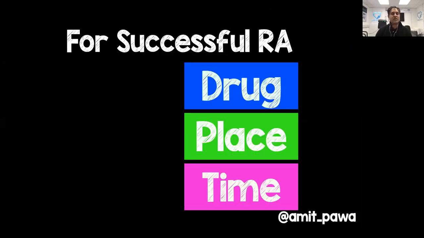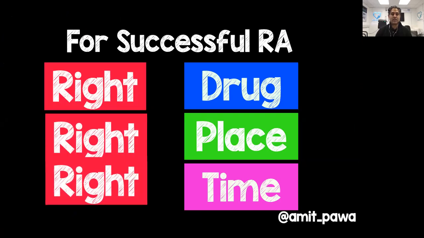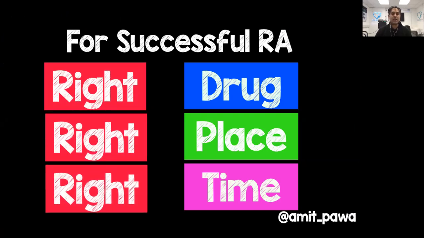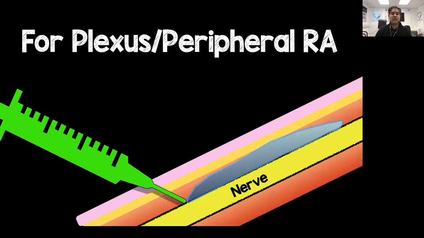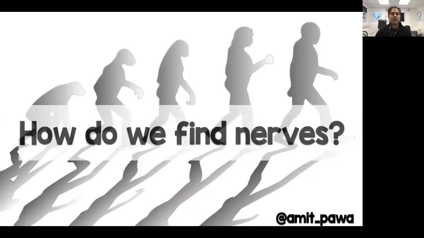Now, we all know successful regional anaesthesia involves putting the right drug in the right place at the right time. And nobody has a contention with that. And for plexus or peripheral regional anaesthesia, that's really quite logical. We know we've got to get a needle near to the nerve and inject local anaesthetic. But how do we find the nerves? And over time, this process has changed.